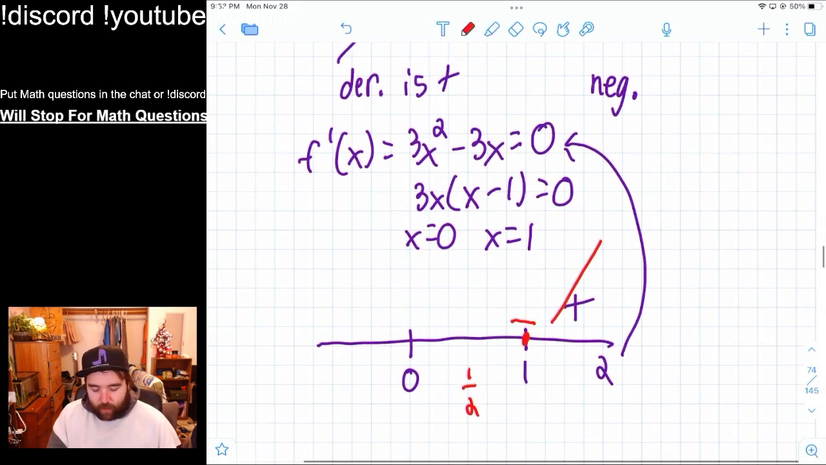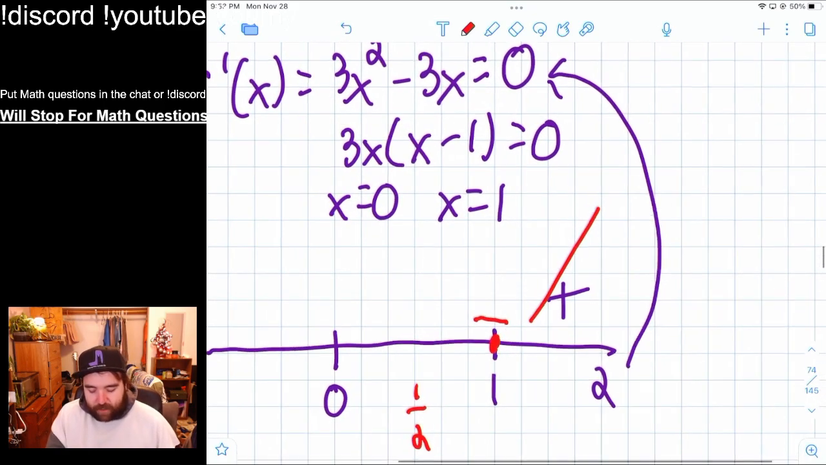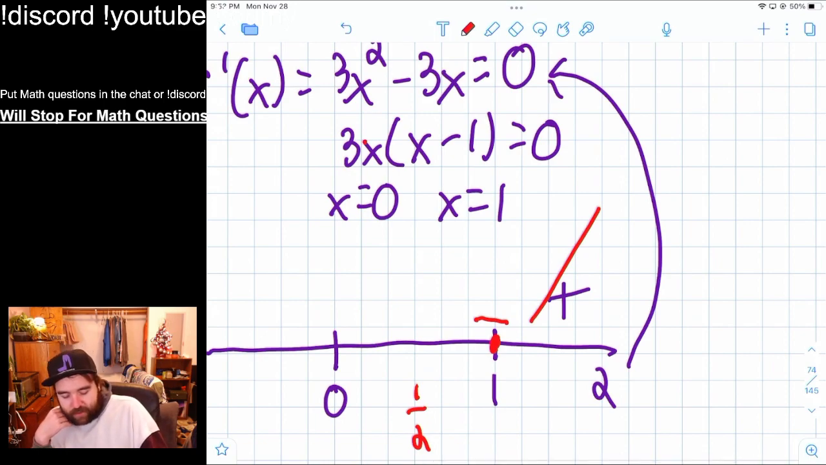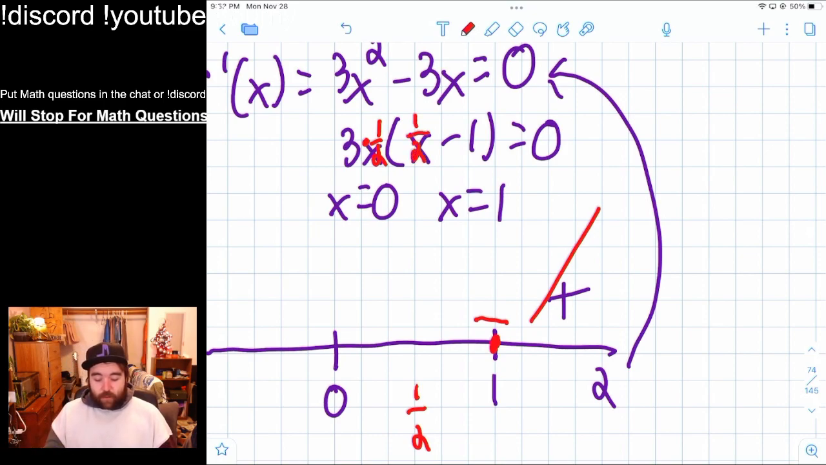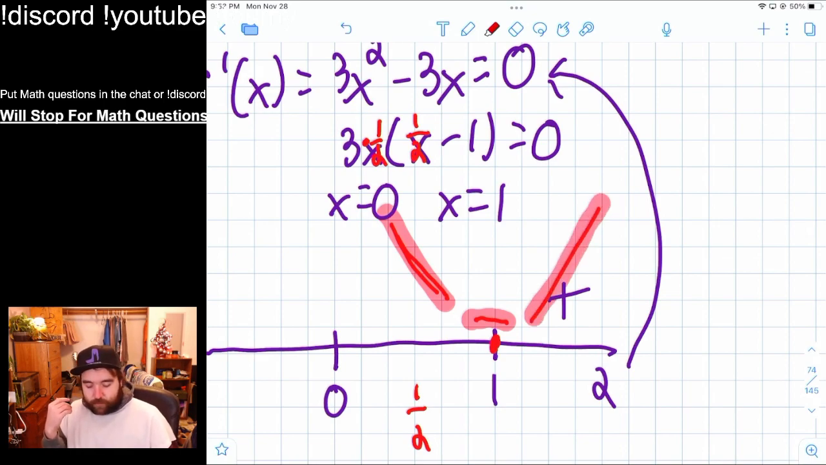If we plug in 1/2, is it going to be positive or negative? Well, look how it's easier to see if you plug it in this version, because 3 times 1/2, that's positive. 1/2 minus 1, that's negative. So we're getting a negative times a positive. So that is negative there. So there, the graph is decreasing. So here the graph is decreasing. Right at 1, it flattens out. Here the graph is increasing.